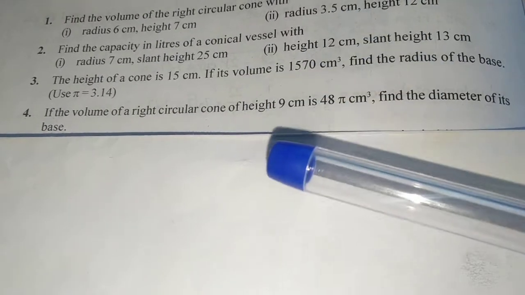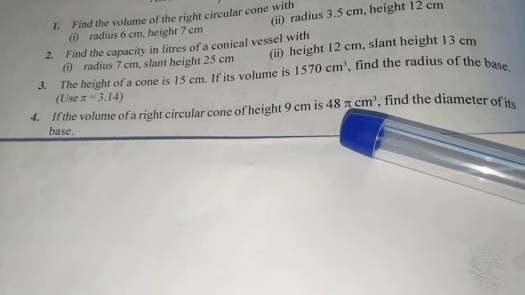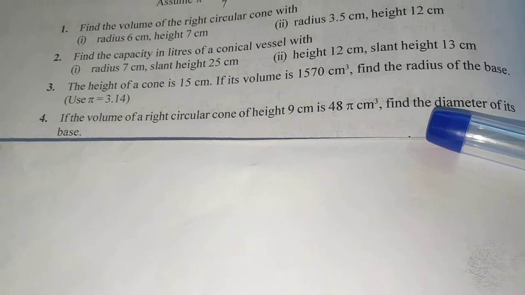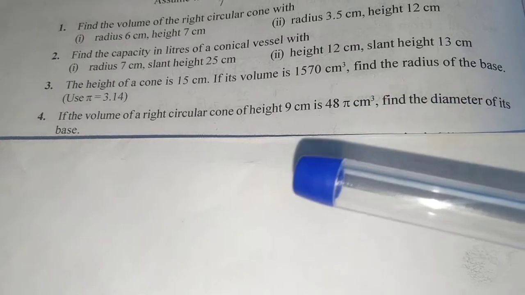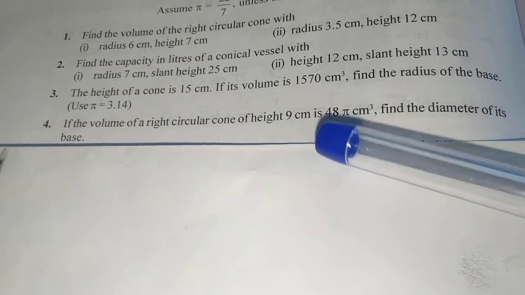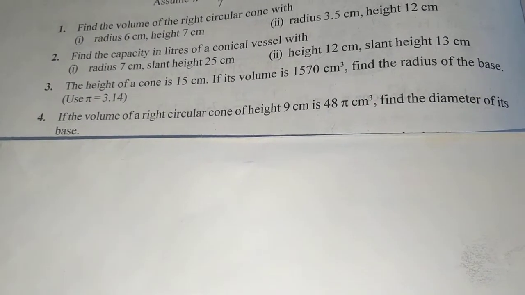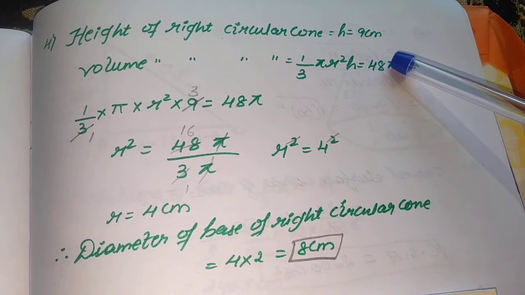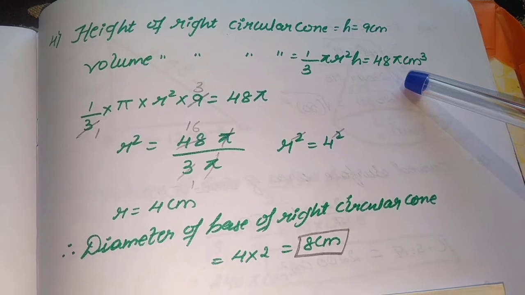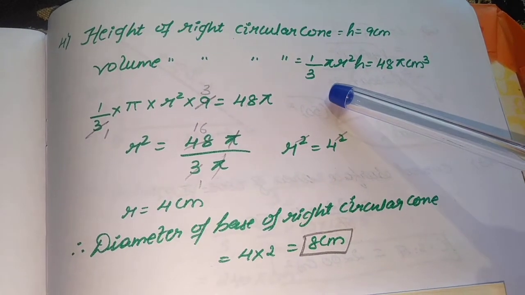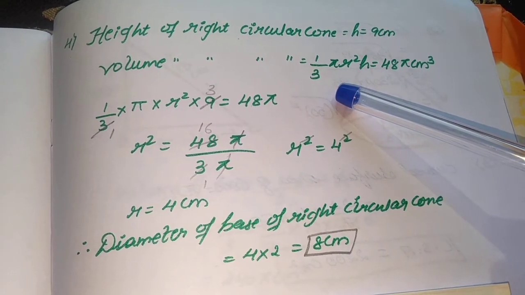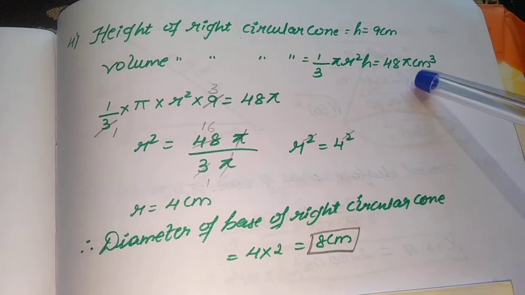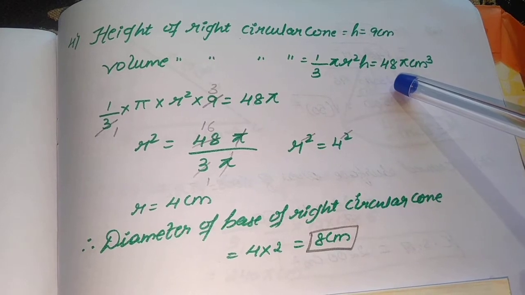As the volume of the fourth question is being given in pi only, it is very easy to find the radius, and then after finding the radius you have to find the diameter for this question. They have given the height and volume, children, here. Height of the right circular cone I have written as 9 centimeters. Volume is 48 pi centimeter cube. Volume formula is 1 by 3 pi R square H. R square I will keep in the LHS. Pi value I am not going to substitute because both the pi's are there. It will get cancelled when I take it to the other side.